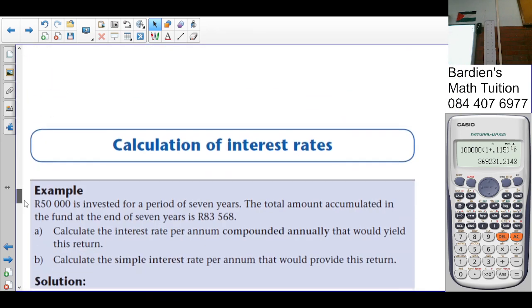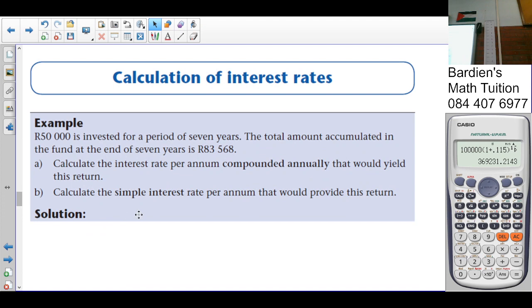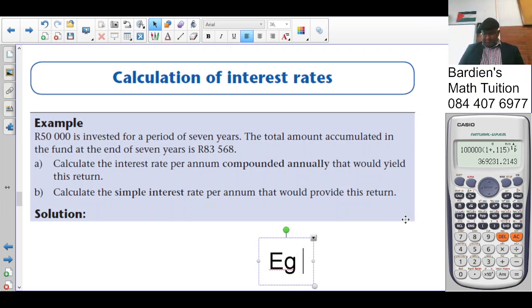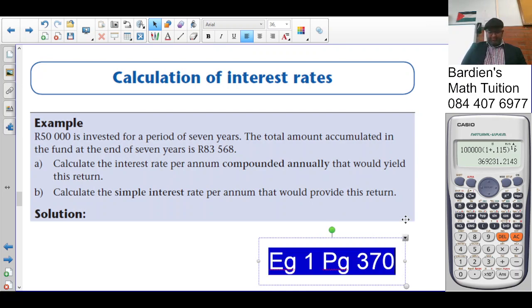We're looking at financial maths, the calculation of interest rates. Okay? This is the example on page 370. So, the calculation of interest rates.